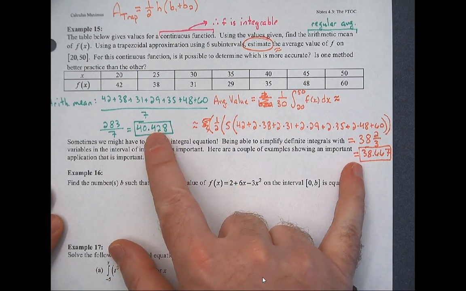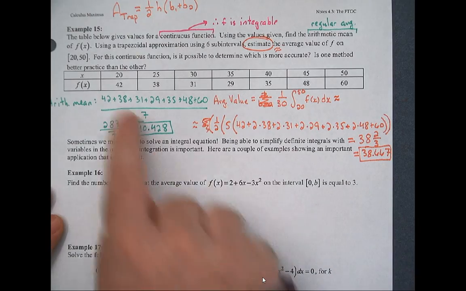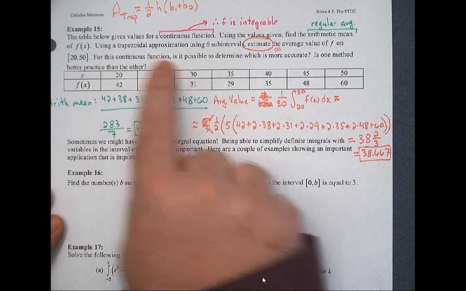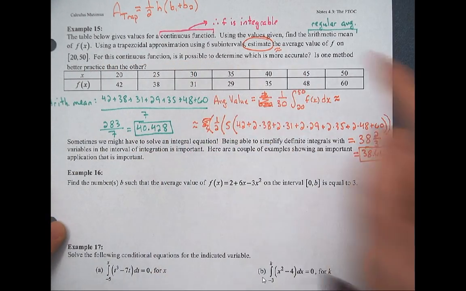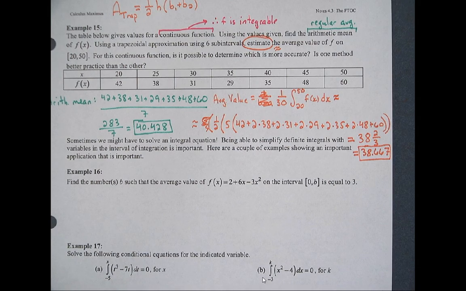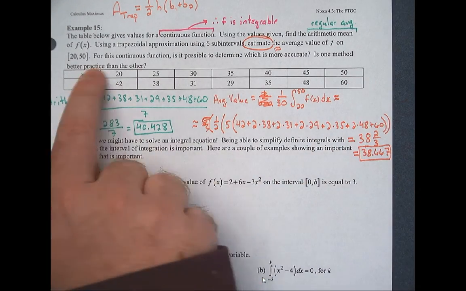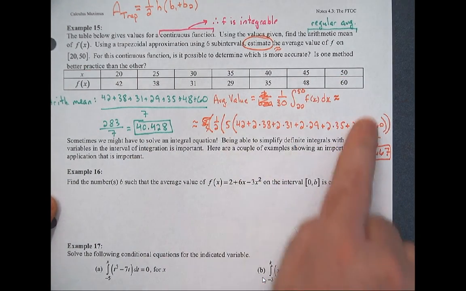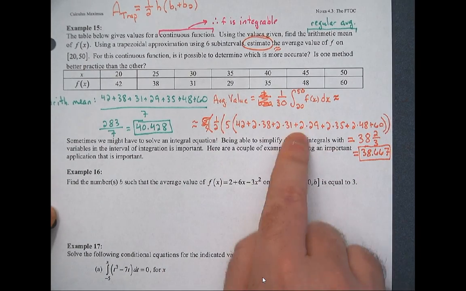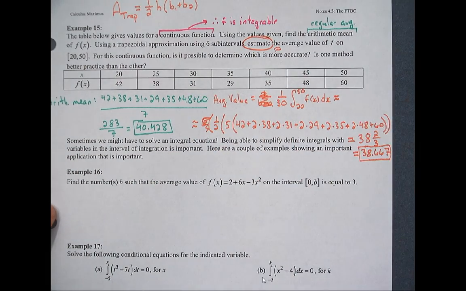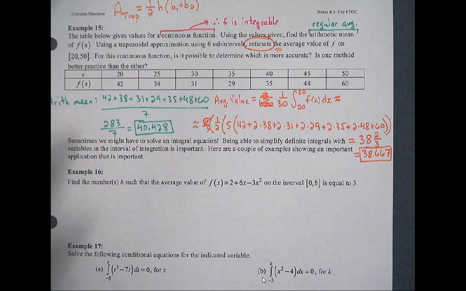So which one's better? It says, for this continuous function, is it possible to determine which is more accurate? No, we don't have enough info. We don't know what's happening in between all these gaps. Now, if we did have a fully continuous function, this one I think would be better. We'd have to actually know what the real average was. Well, they didn't tell us what this function relates to.